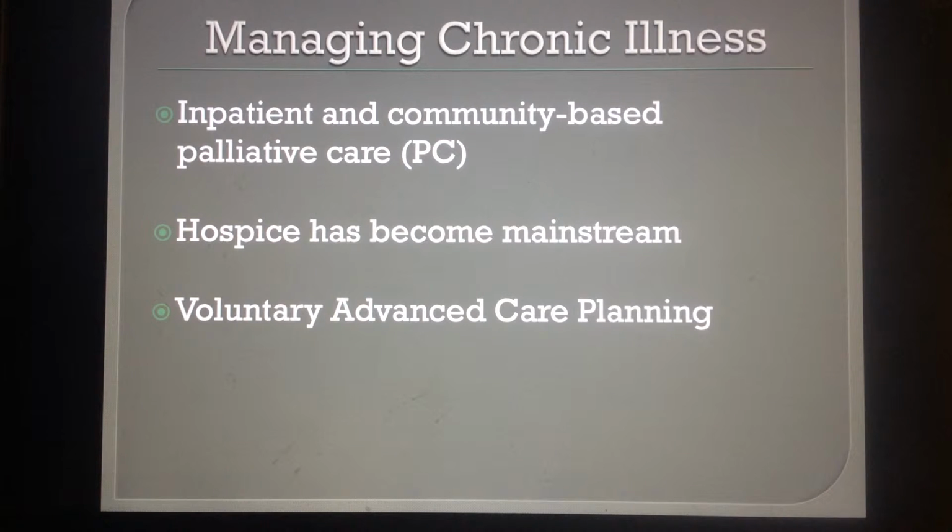So there's 3 main topics I'm going to touch on during this presentation. These 3 areas are crucial in helping to manage chronic illness among patients. The first will be inpatient and community-based palliative care. Secondly, we'll talk about how hospice has become more of a mainstream type of care. And lastly, voluntary action, advanced care planning.